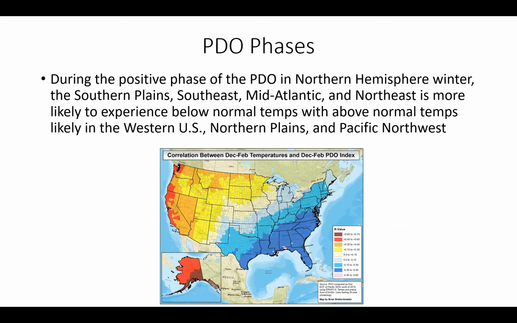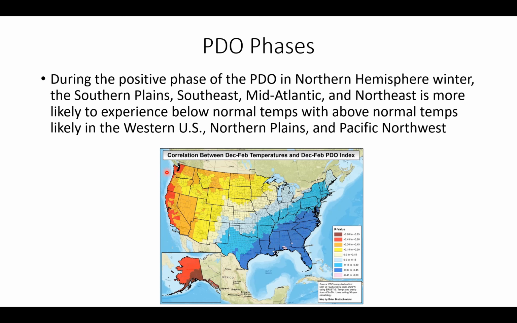Let's take a look at, if we just looked at the PDO, what type of winter temperature anomalies we'd see with the various types of PDOs. Let's take a look at that. Now, winter is considered the months of December, January, and February. All right, so during the positive phase of the PDO in the Northern Hemisphere winter, you typically see cooler than normal air temperatures across the southern plains, Texas, including you and Arkansas. And then also the southeastern U.S. up to the mid-Atlantic. Notice the darker blue shading here. That's indicative of cooler than normal temperatures for a positive phase PDO.